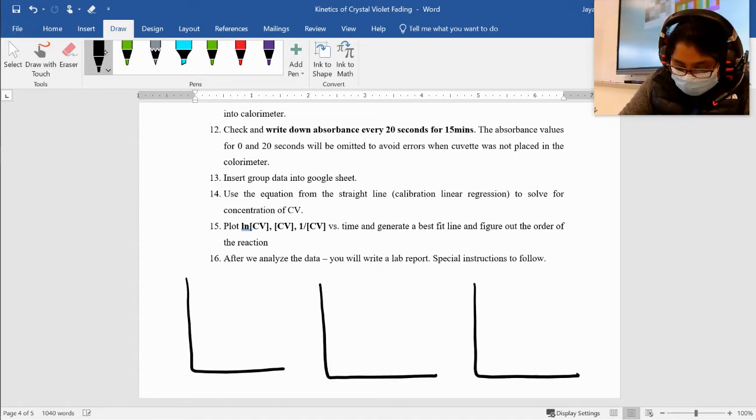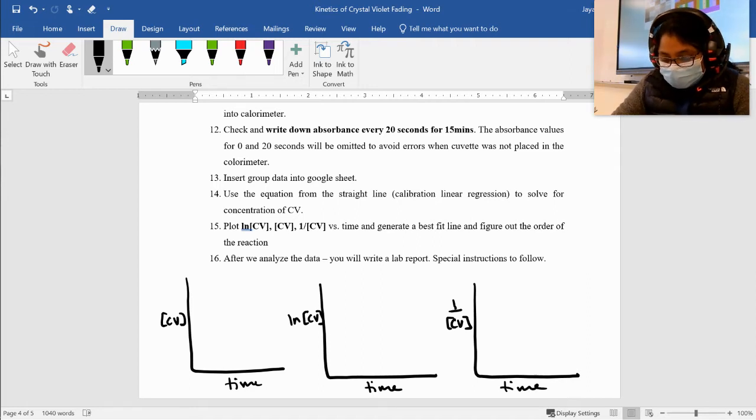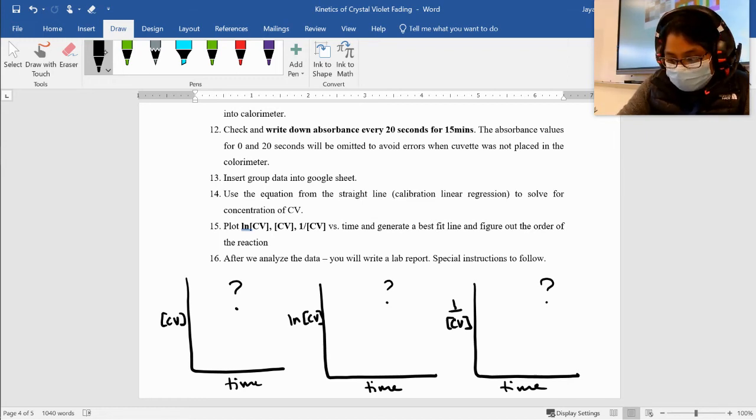The first graph is going to be just the concentration of CV on the y-axis and then time on the x. The second one will be natural log of the concentration of CV and then time. And then the third one will be 1 over the concentration of CV and then time. Whichever graph gives you a straight line will tell you the order of the reaction. Okay? Now let's relate this to Beer's law.